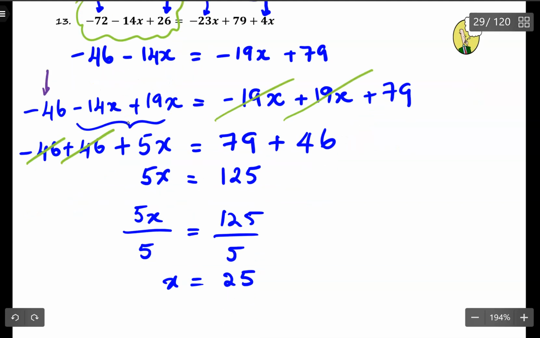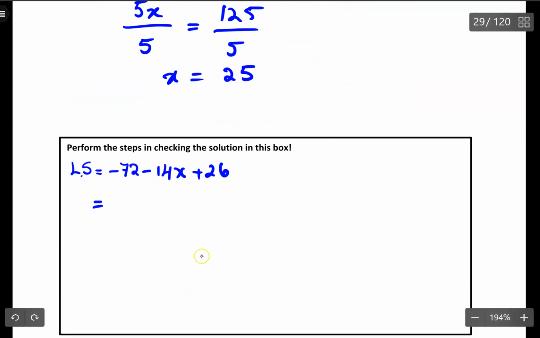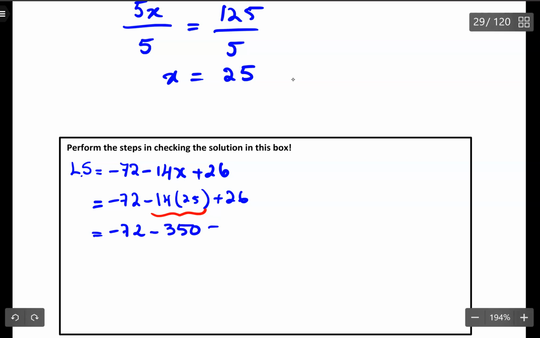Okay, so it's easy to make an error, and then one error results in the next error, and you cannot check the solution. Okay, so now I'm going to substitute the value of x here as 25. So now you know that you have to perform order of operations. That means this operation has to be performed first. So 14 times 25 will give me 350.